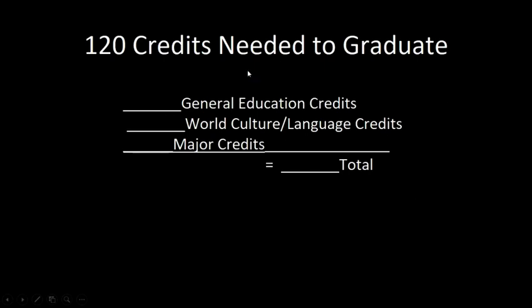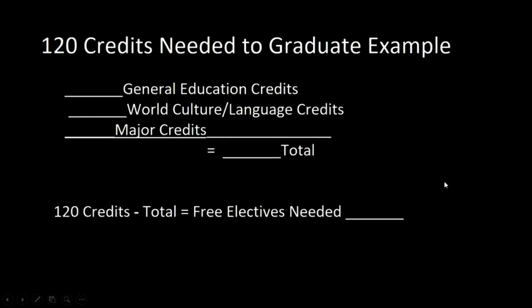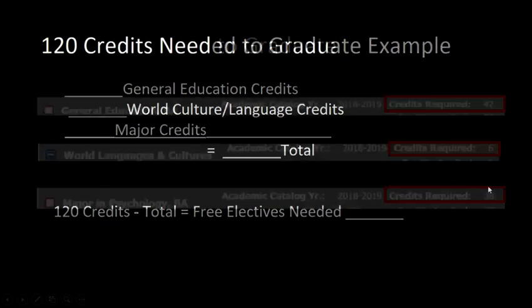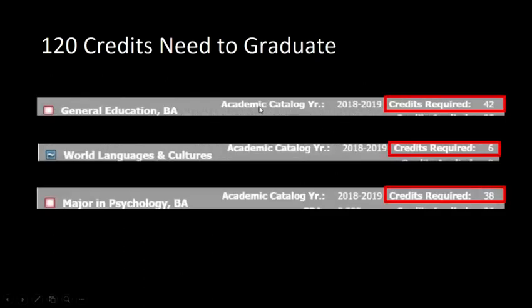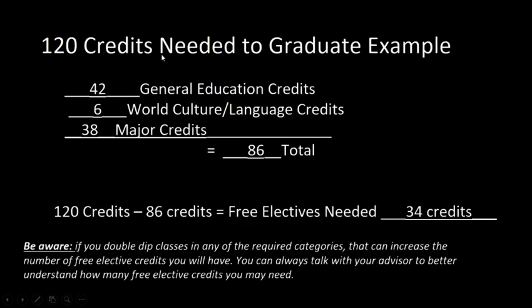As I mentioned, it takes 120 credits minimum needed to graduate. These credits are your gen eds, world culture and language, and major credits at minimum. After you've added up those requirements, you can subtract from 120, and that will tell you how many free elective credits you need. Using psychology again as an example, psychology majors have 42 credits of general education, 6 credits of world language and culture, and 38 credits of major credits. So we add 42, 6, and 38, and that brings us to 86. So the 120 credits total minus 86 credits means that this psych major would need 34 credits of free electives.